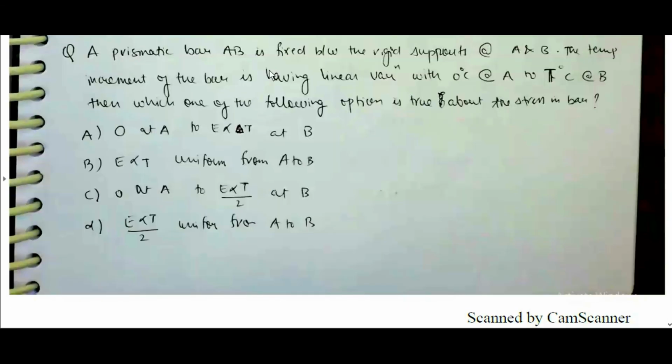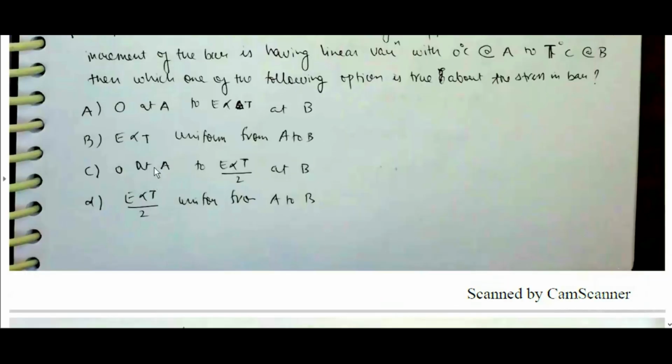The prismatic bar AB is fixed between rigid supports at A and B. The temperature increment of the bar has linear variation, from 0 degrees centigrade at A to T degrees centigrade at B. Then which one of the following options is true? The stress in the bar is 0 at A to E alpha delta T at B. Okay, these are the options.